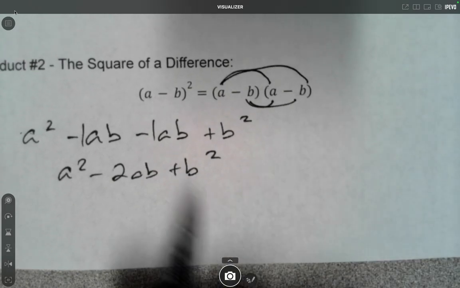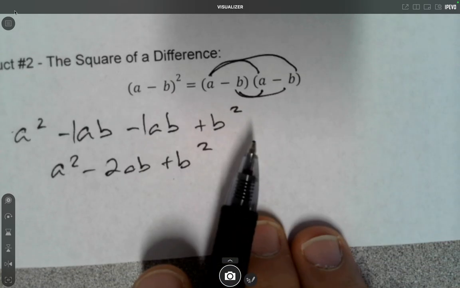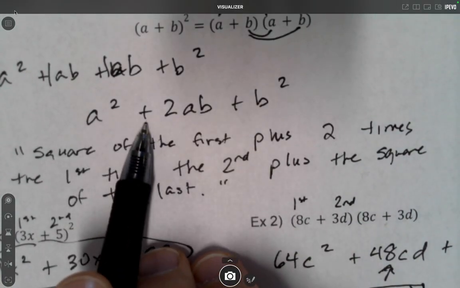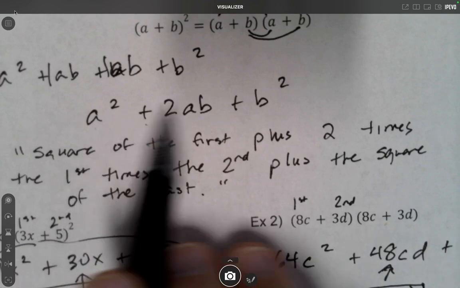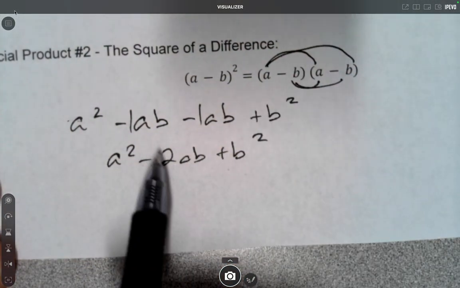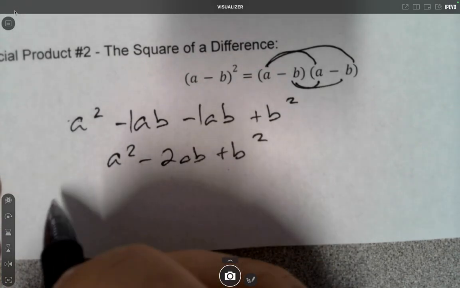So if you look, the only difference between this result and this result is this sign right here. Both of them start with a squared and end with b squared. The only difference is that when you have the sum, this is the plus sign. When you are subtracting, it's the minus sign. So this is very similar as far as the pattern.